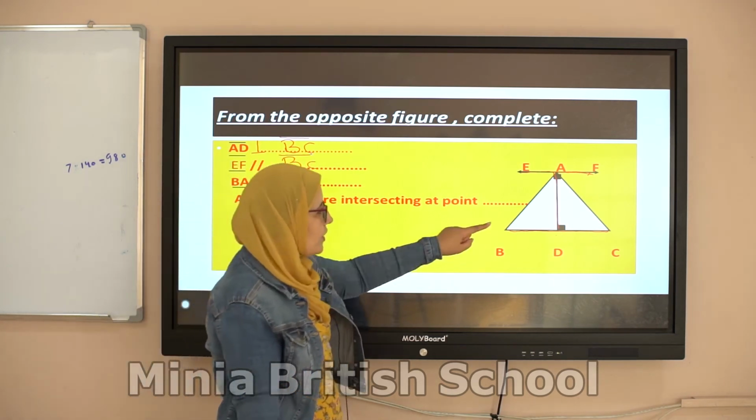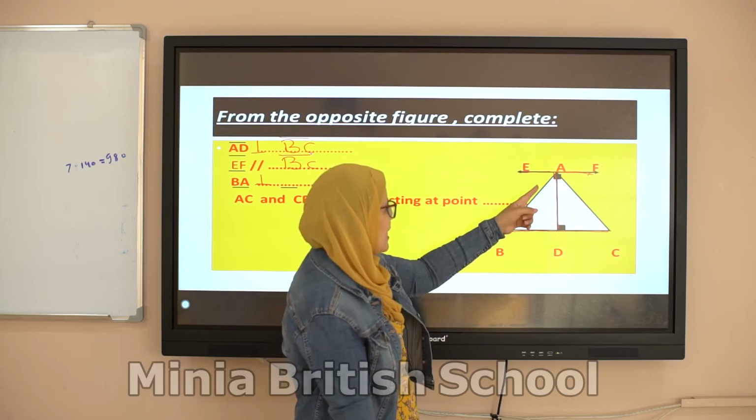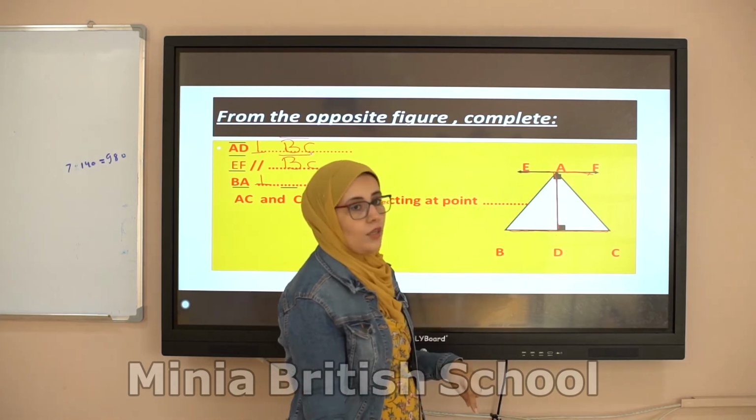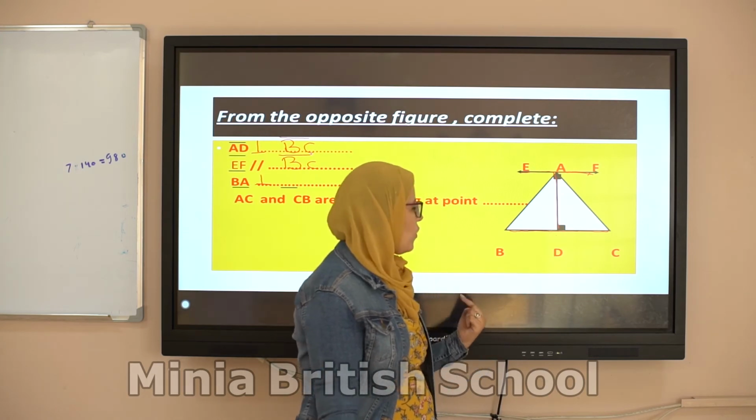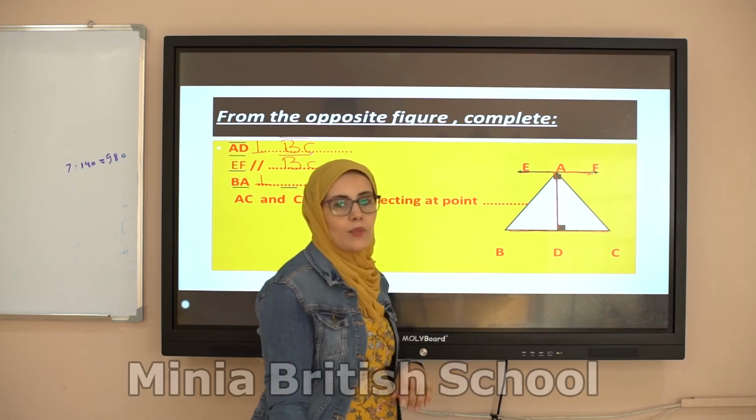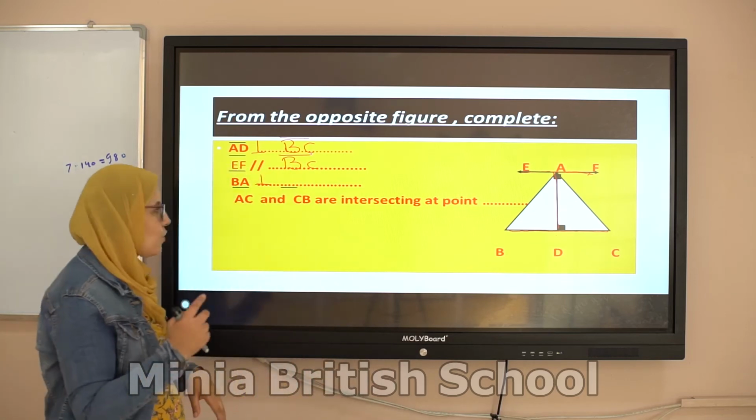Here in the first one, can I say that AD is perpendicular on DC? Yes, I can. Or BC? Yes, both of them are right. Okay, so both of them are right.